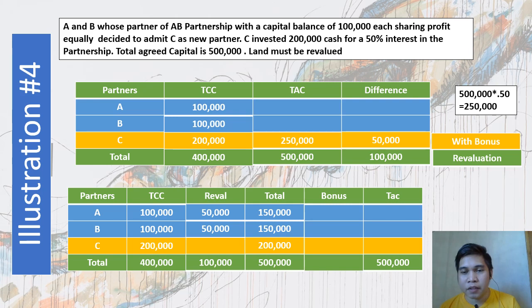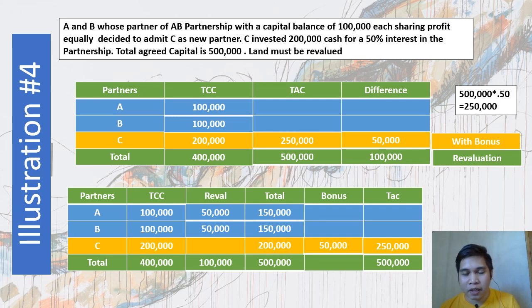How the 50,000 will be distributed? So, ang case natin, kuhain muna natin yung capital credit na mapupunta kay C. Although na-compute natin yung sa taas, compute na lang ulit natin dito sa baba. So, 500,000 times 50%, we have 250. So, ibig sabihin, magkakaroon po tayo ng bonus na 50,000 pesos kay C.